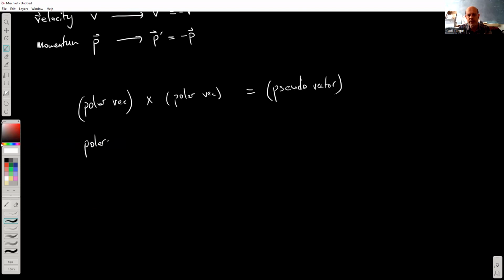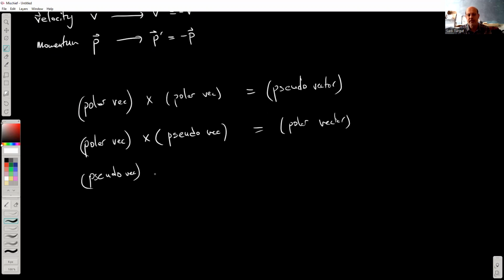Sometimes we can take the product of a polar vector with a pseudovector. Right? In this case, the result should be a polar vector. Why? Because this changes sign under inversion, this doesn't, so therefore the result should change sign. Right? You can actually try to think of it like that. And finally, the cross product of a pseudovector with another pseudovector has to be a pseudovector.